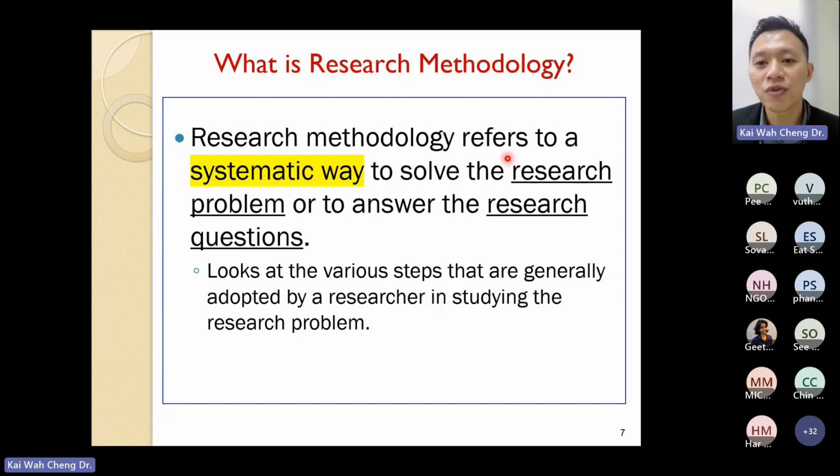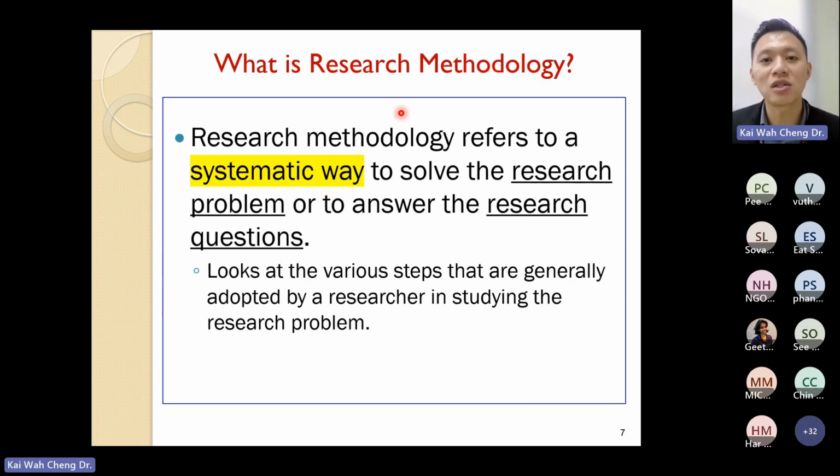Research methodology refers to a systematic way to solve the research problems or to answer the research questions. And I believe we already explained the problem statements and research question in chapter 1 or the beginning part of the online articles. So when we come to research methodology, we will explain, starting from the way you start the research until you end the research, in a systematic way.